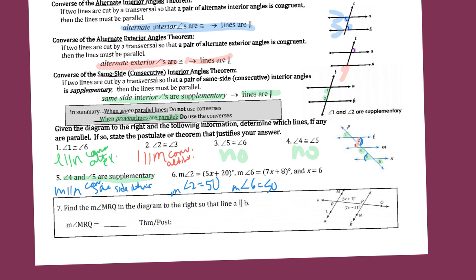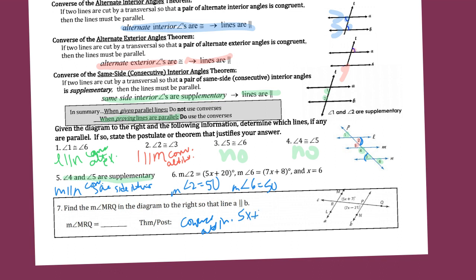Okay, so the theorem we're doing is the converse of the alternate interior angles. Converse of alternate interiors means if the alternate interior angles are congruent, then the lines have to be parallel. Otherwise, there's no other way to draw it. And so to do that, you set the two angles equal to each other and solve it.